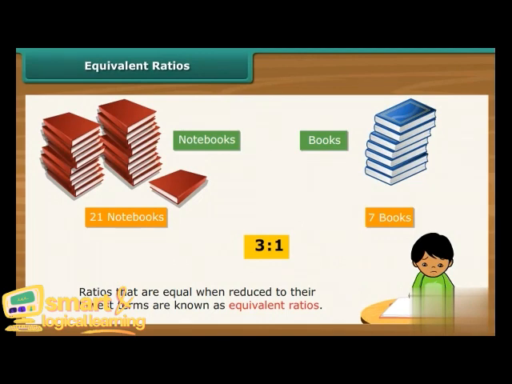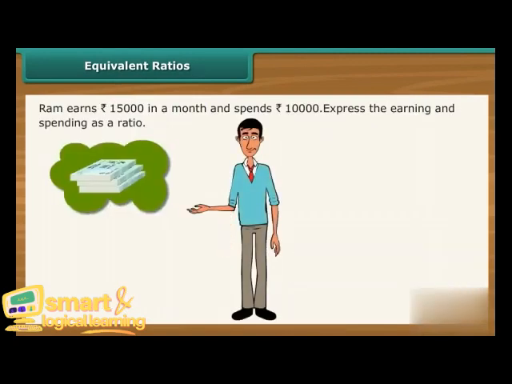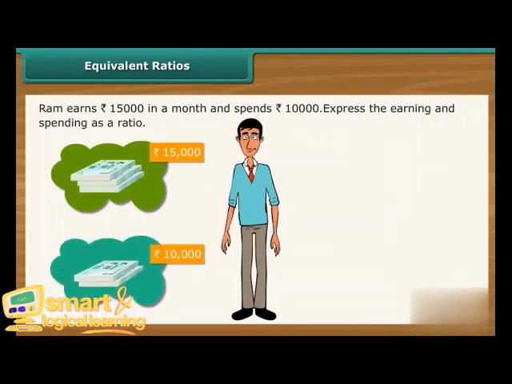Let us verify whether the following ratios are equivalent or not. Ram earns ₹15,000 in a month and spends ₹10,000. Express the earning and spending as a ratio. 15,000 by 10,000 is 15 by 10, which, when reduced to the lowest term, is equal to 3 by 2 or 3:2. It means that out of every 3 rupees earned, Ram spends 2.